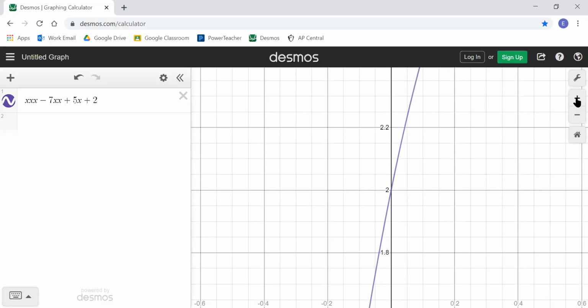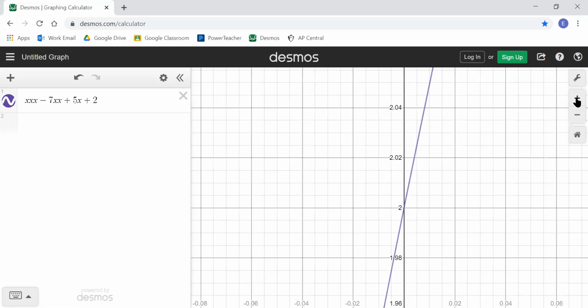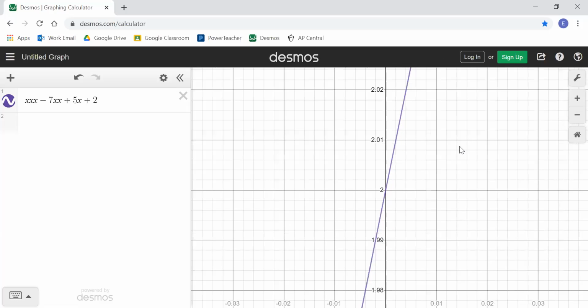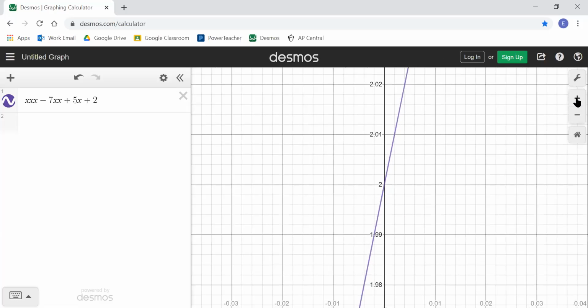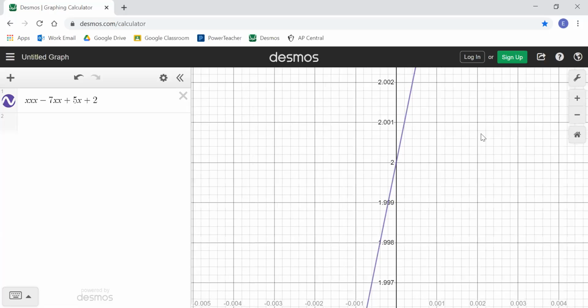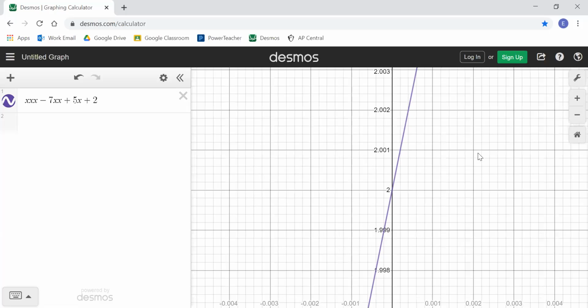Looks more like a line. How about now, and now, and now? It looks even more like a line, doesn't it? The further I zoom in, the more it looks like a line. True? I think this is something we talked about once before, a little bit. I think I did this when we were first talking about derivatives.